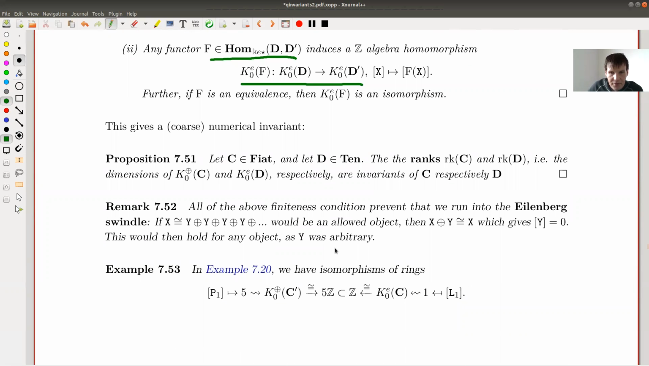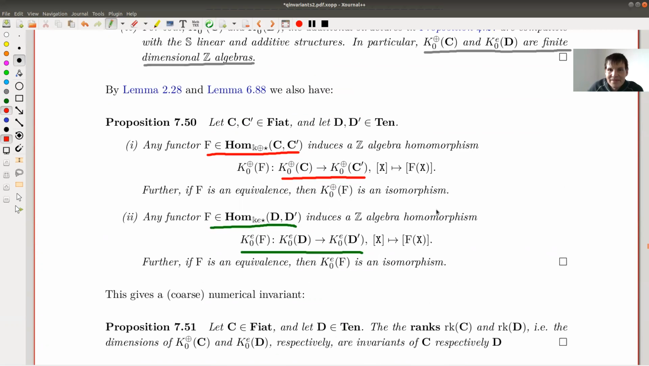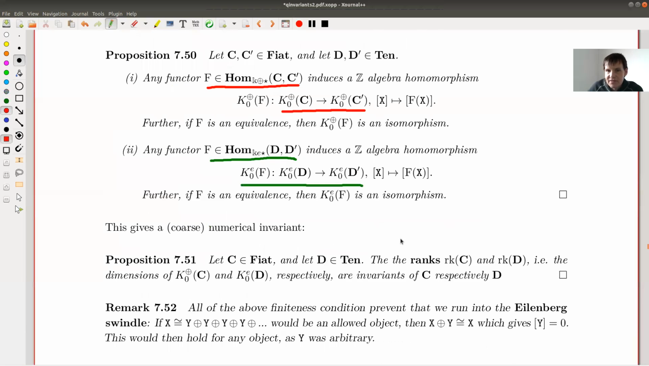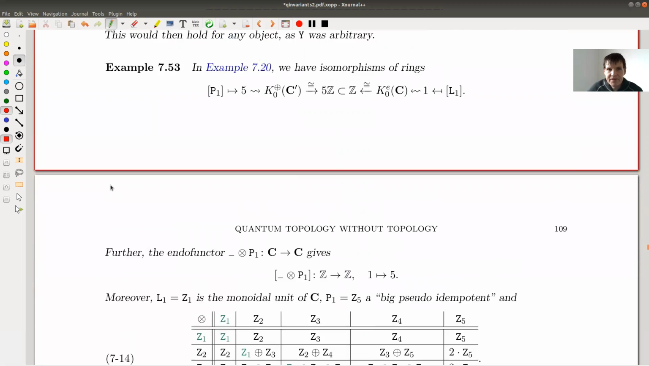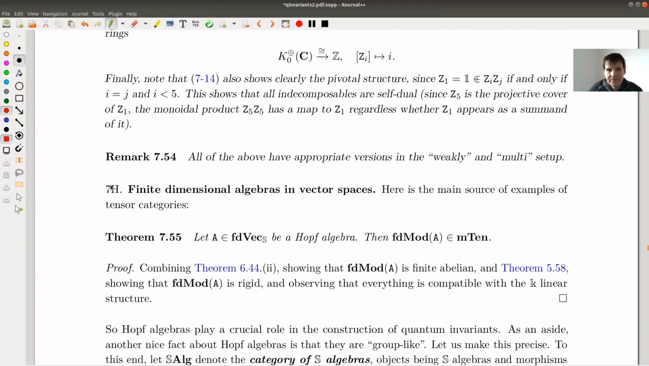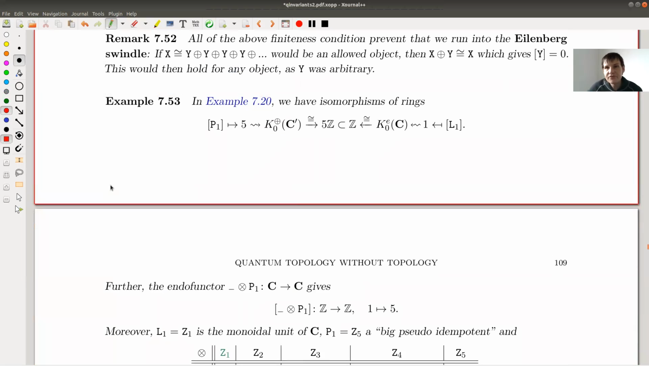Let's not worry about those things too much here anymore, but basically the dimensions of the Grothendieck algebras, the finite dimensional algebras, the ranks, are invariants of C and D. So the first thing you try to compute are those ranks. Let me run you through this example, and then we are basically done. We still need to do finite dimensional algebras and vector spaces, but that will be quick.